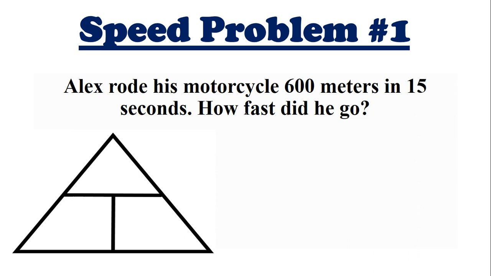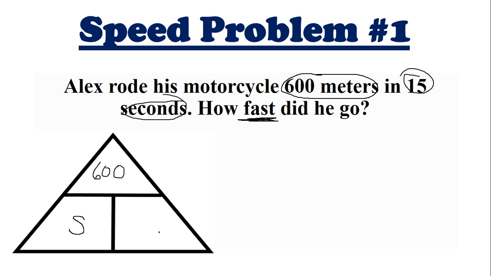One thing you should do is look at these problems and circle all your values, 600 meters and 15 seconds, and then underline what you're trying to find, how fast he's going. How fast he's going means speed. So in the triangle, we place the letter that represents speed, a lowercase s, in this part of the triangle. At the top of the triangle goes your distance, which is a measure of meters. So how many meters did he go? 600. And at the bottom, we place our time, which is 15 seconds.